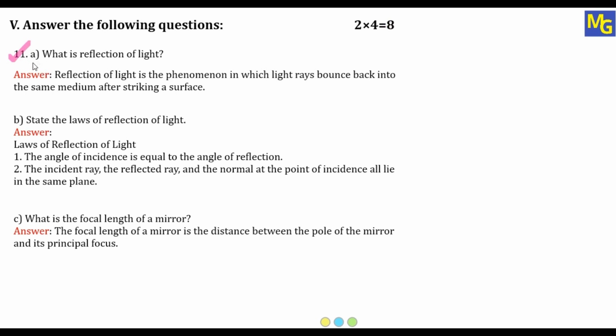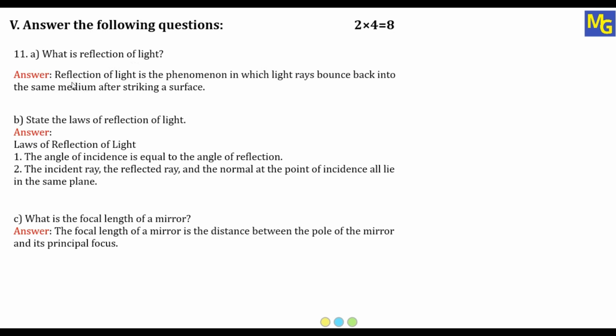Here in the first question we have A, B and C and there is another OR question. So first you have to read the question, understand which will be easy for you and then start solving in the exams. Now we will start with question number 11, first one, that is A. What is reflection of light? So we have to define what the reflection process is.